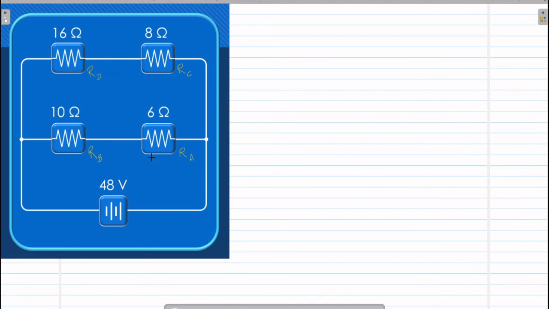Now, because we have some resistors in series, we'll start by partially collapsing this circuit down into something a little bit simpler. So I'll draw my power supply. I'm still going to have 2 branches, but each branch will only have 1 resistor on it instead of 2. So on the first branch, the equivalent resistance will be equal to the sum of resistor A and resistor B, which is 6 plus 10, that's 16 ohms. Easy enough. And on the second branch, the equivalent resistance will be equal to 16 plus 8, which is 24 ohms.